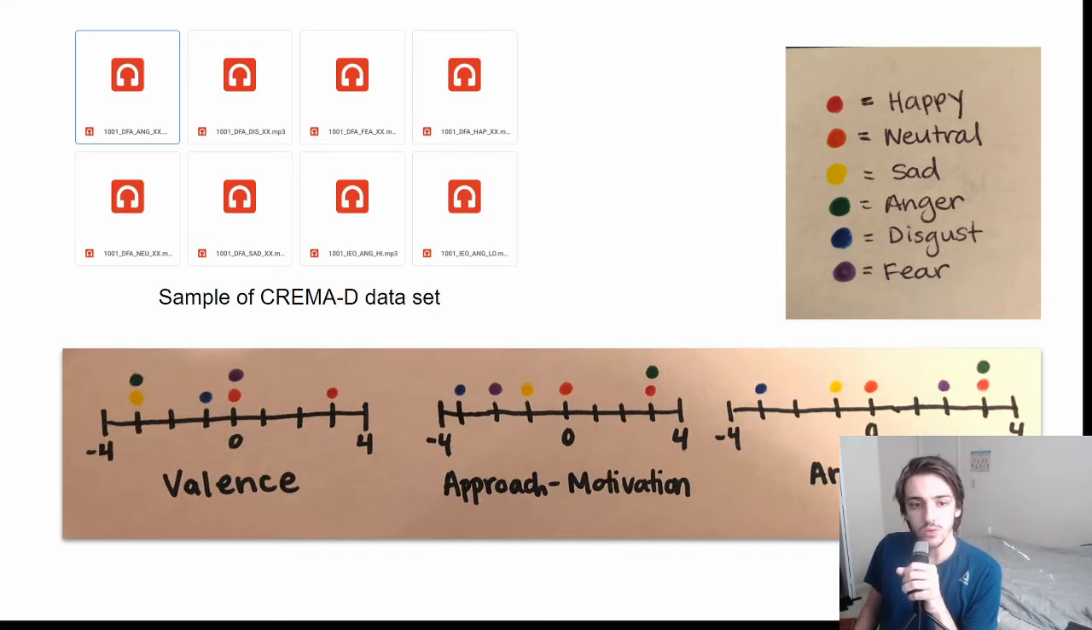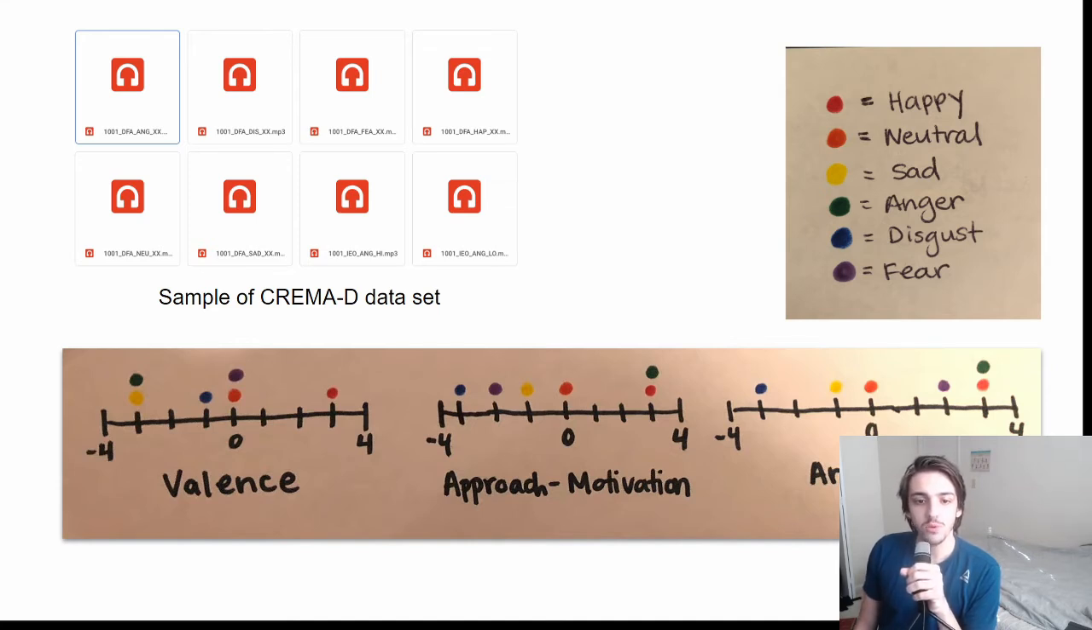The dataset we used is called CREMA-D. It contains 7,442 original voice recording clips from 91 actors. The set is almost evenly split between male and female, with 48 male voices and 43 female voices, all between the ages of 20 and 74, with varying races and ethnicities.